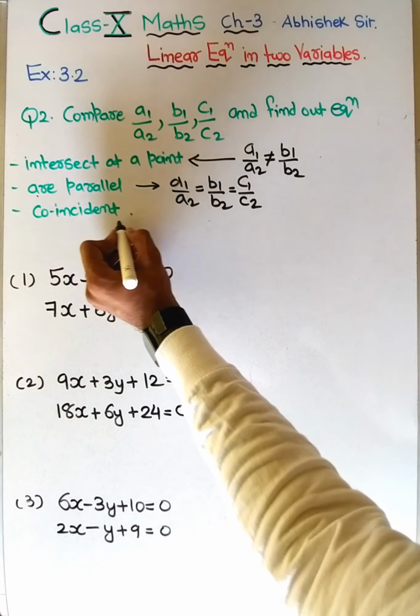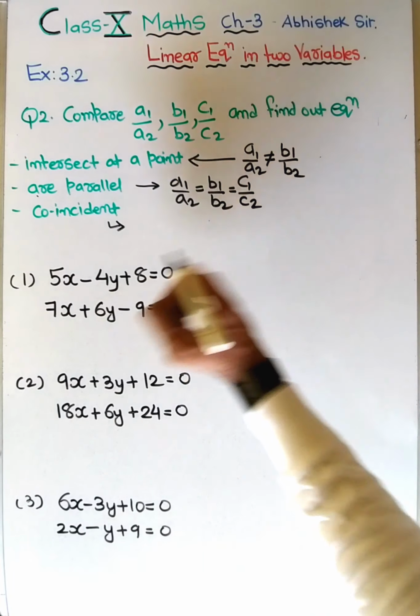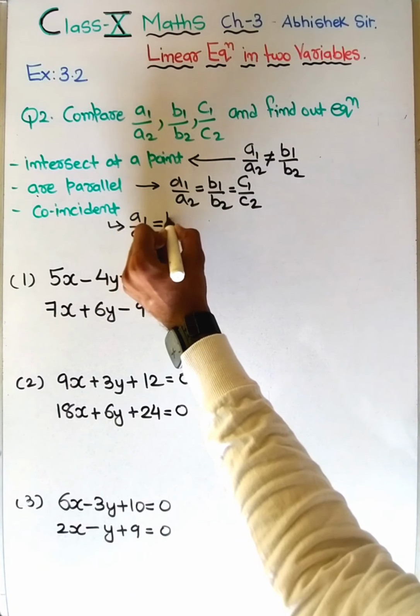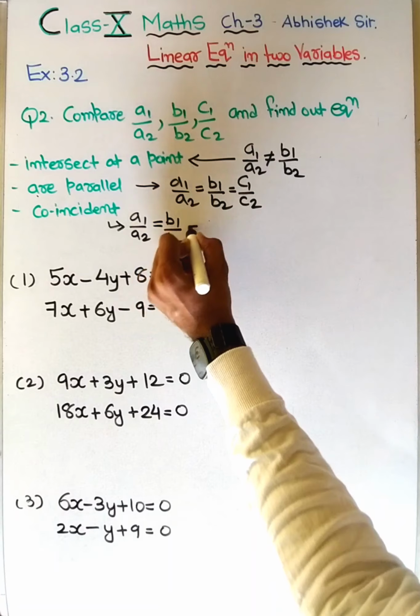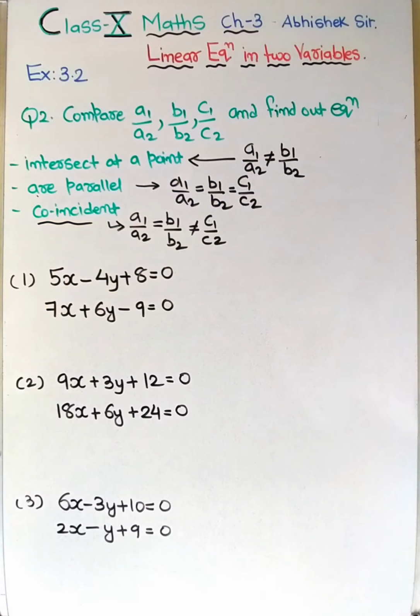And the last one, if A1 by A2 is equal to B1 by B2 but is not equal to C1 by C2, then they are coincident lines. So these three conditions we must understand, then we will find the answer very quickly, right?